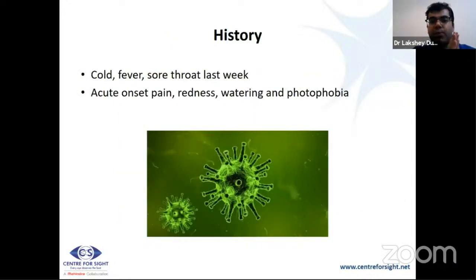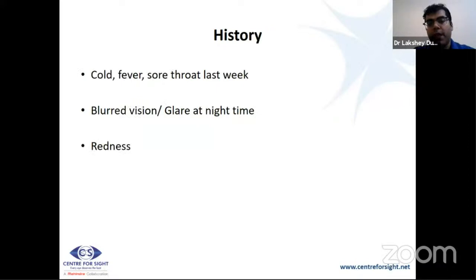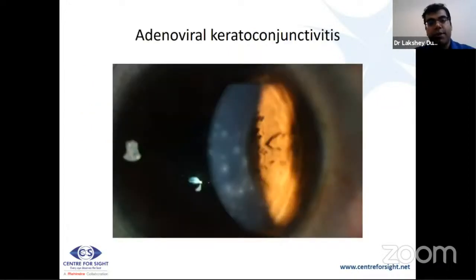Patient presenting with cold, fever, sore throat, and now has acute onset pain, redness, watering, and photophobia, suggests herpetic keratitis. And a similar history, but having glare at night or blurred vision, and with redness or conjunctivitis-like symptoms, suggests adenoviral keratoconjunctivitis.